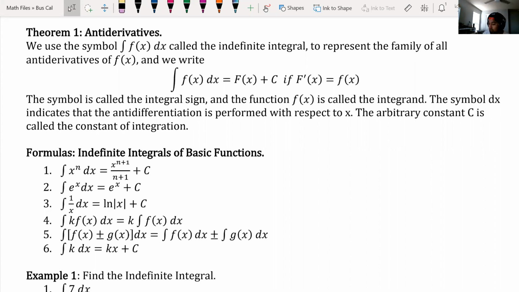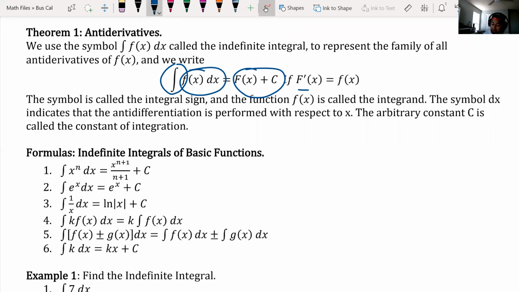So the symbol for antiderivatives, you will see a symbol that looks like this. This represents the indefinite integral and represents the family of all antiderivatives. So when we set up for an antiderivative, we say the integral of f of x dx. So this means we are taking the integral with respect to x. And the result will be another function plus the constant of integration.